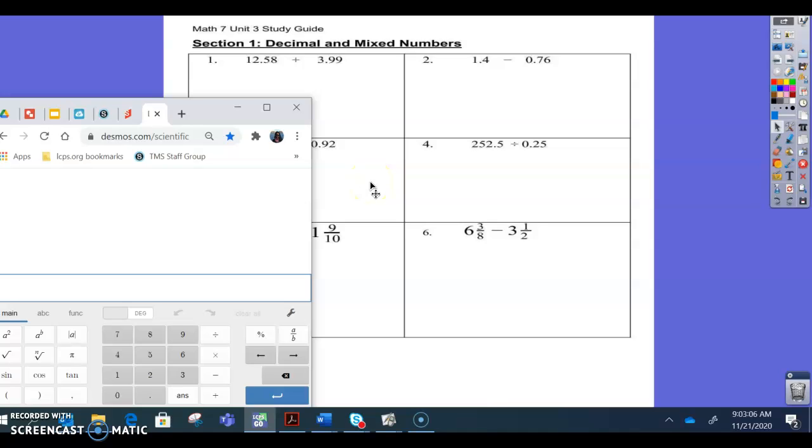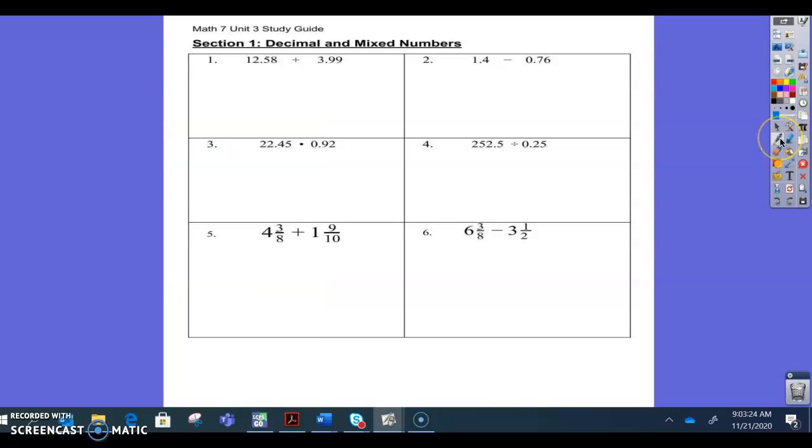12.58, which is 12 and 58 hundredths, plus 3.99. So 12.58 plus 3.99, and your answer would be 16.57. So all you need to do is write 16.57. Not too bad, right? Let's move on to the next one.